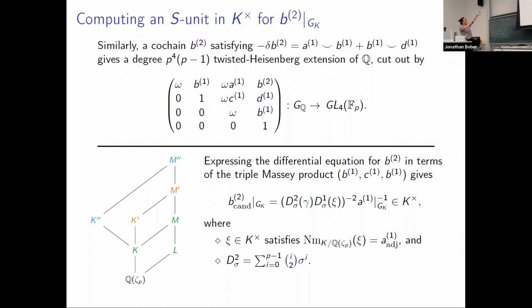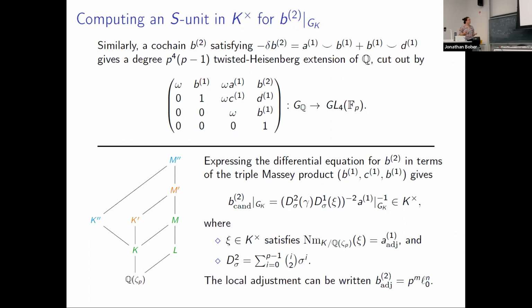So the upper 3 by 3 and the lower 3 by 3 overlapping representations, that's the data of this triple Massey product. There's a middle step I'm leaving out, which is that we have to relate this triple Massey product to one of the form B1, B1, C1, which is called cyclic. That's where our formula in terms of a Kolyvagin derivative operator comes from.